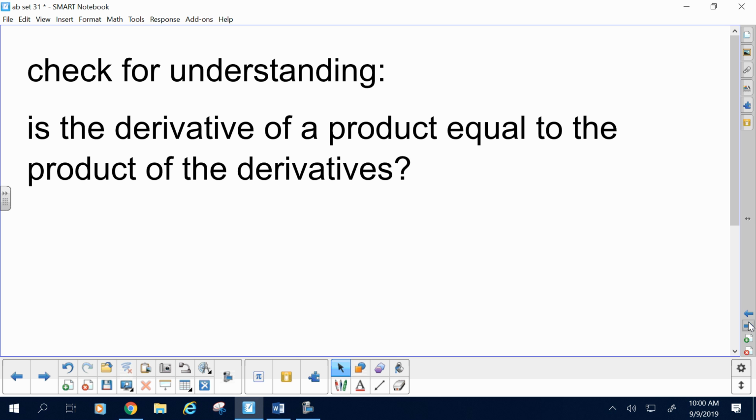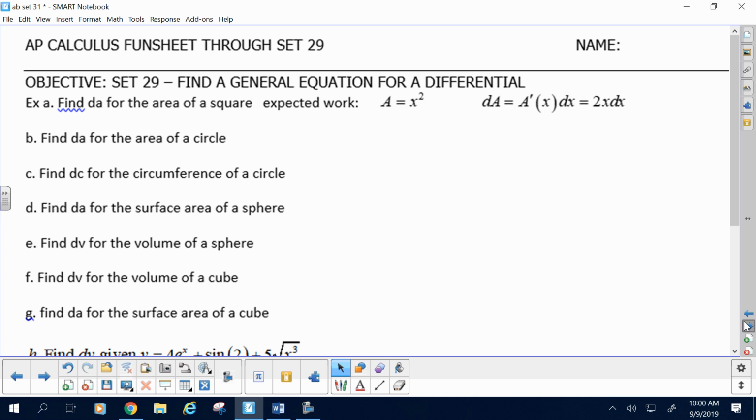Let's go to the homework. Will you get out your fun sheet? Yeah, fun. I don't use the word packet unless I give you 3 or more pages. I feel like it's a fun sheet. All right.